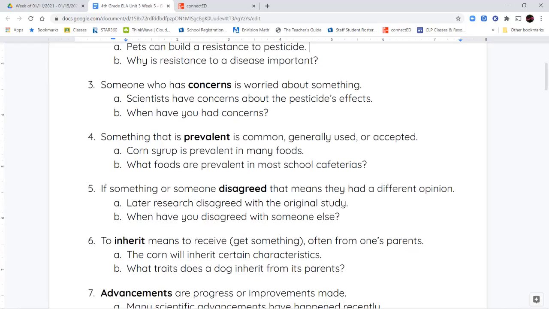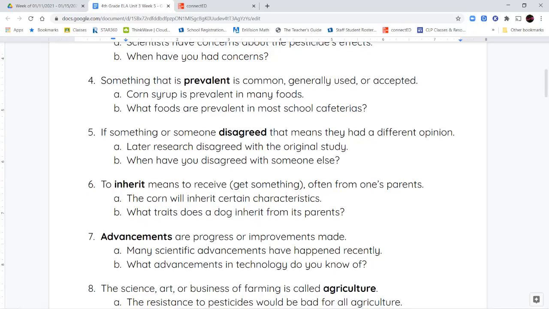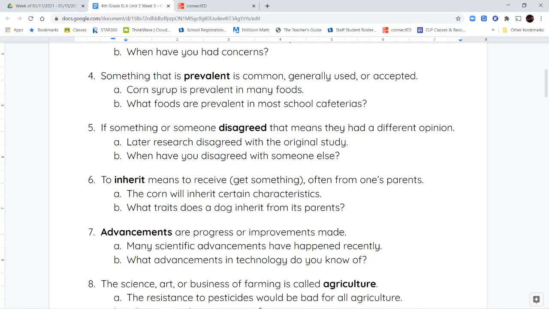Next, you have the word concerns. Someone who has concerns is worried about something. So concerns are worries. If you have concerns about something, you're talking about something that you're not sure about, something that you're worried about. Next, we have the word prevalent. Something that is prevalent is common, or it's generally used or accepted. There's a lot of it. It's not something new or unique. It's something that's more widely used.